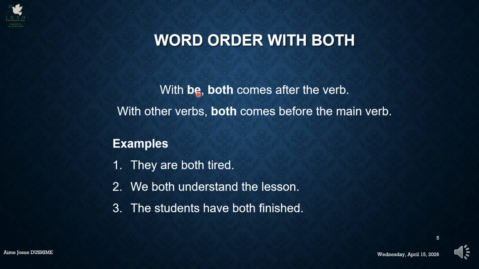Let's see the word order with both. When we have be, both comes after the verb to be. We say is, are plus both. And when we have other verbs which are not verb to be, both comes before the main verb. We have both plus other verbs. They are both tired. We both understand the lesson. The students have both finished. You see, when we have another verb, we start with both. But when we have verb to be like is, are, we have it first, then we have both later.